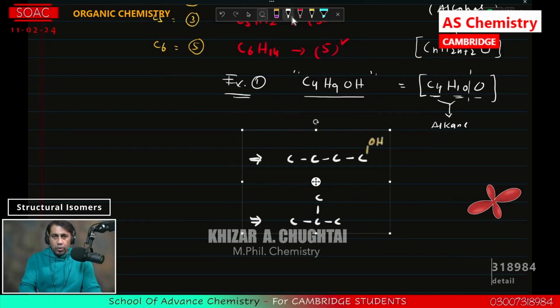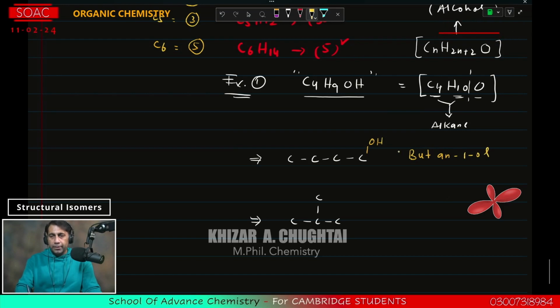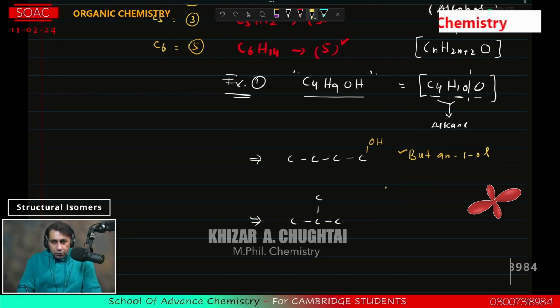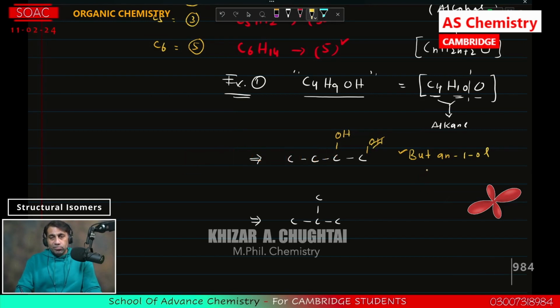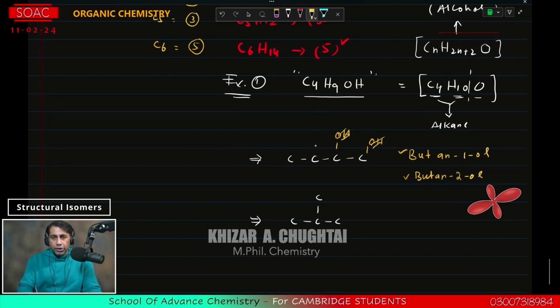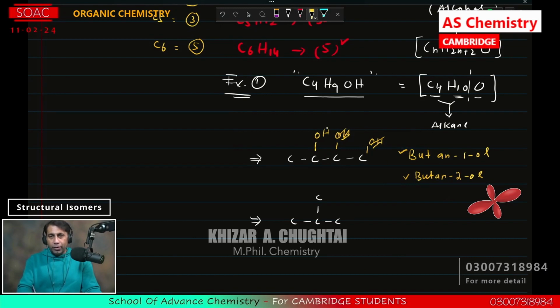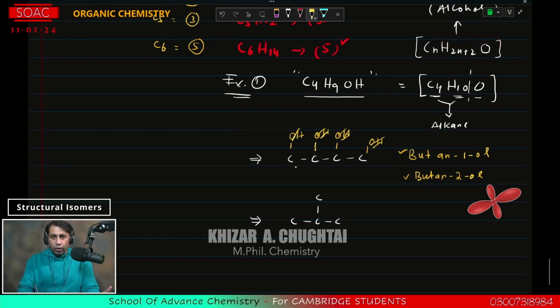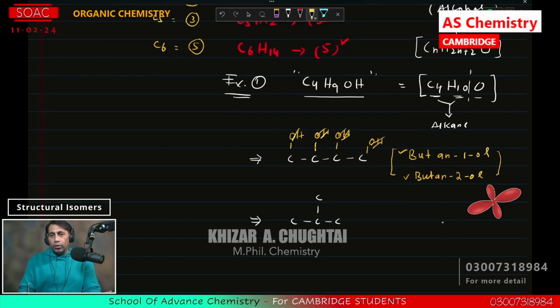Good. It's butan-1-ol. Correct. Got it? Now let's suppose the OH position is over here. What will be its name? Good. Butan-2-ol. If I'm putting OH this time over here, what will be the answer? Yes, correct. It will be the same, so I'm not allowed to write another similar one. If I'm putting OH over here, again it will be the same, right? So because of this 4 carbon longest chain, only 2 isomers are possible. One is butan-1-ol, and another one is butan-2-ol.